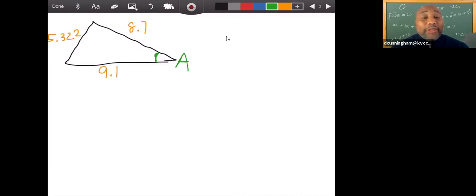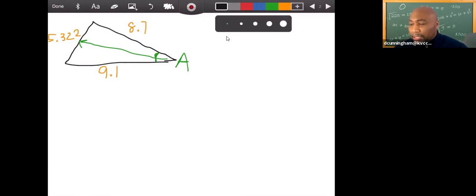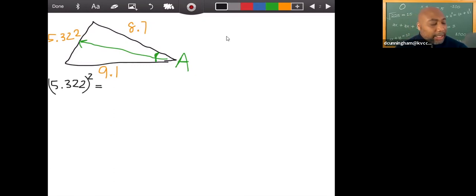And we're looking for the angle. So let's set this up correctly. Now, since I'm looking for the angle A, my opposite side is 5.322. So how I'm going to use this, now watch, I'm going to write down 5.322, and I want to square that. And I want that to equal, in our case, again, 8.7, that's a side squared, plus the 9.1 squared. So you've got to make sure we set it up correctly.